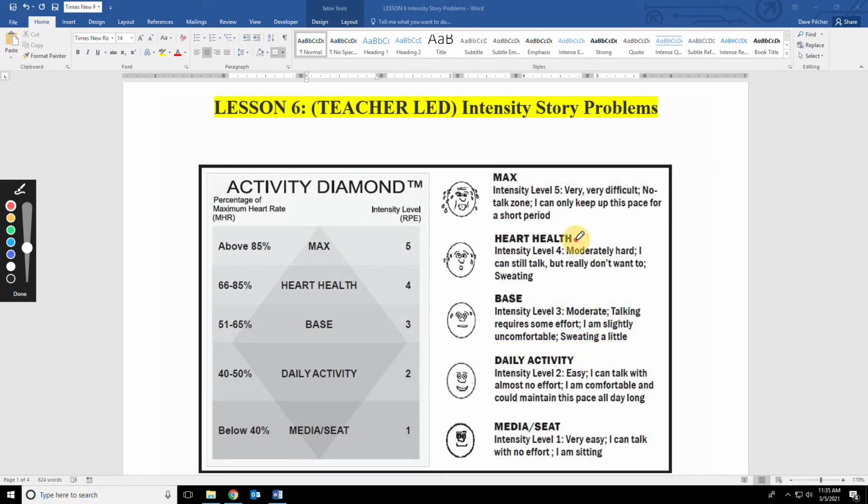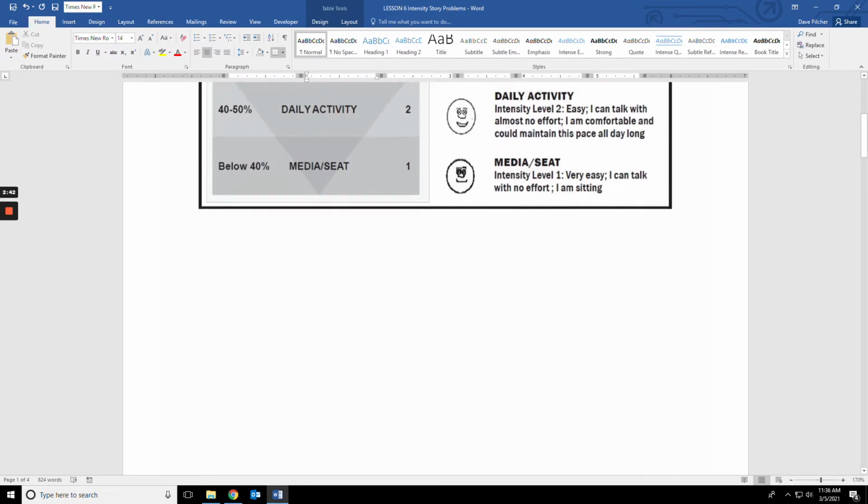Intensity level 4 for heart health. These are moderately hard activities. You usually can talk but really don't want to, and you are sweating. And then max, level 5. These are very, very difficult. No talk zones, and you can only keep up the pace for a short period of time. These are activities such as doing suicide lines or sprinting. These are high intensity interval training activities. So we will refer to this chart as we complete the next 3 intensity story problems.